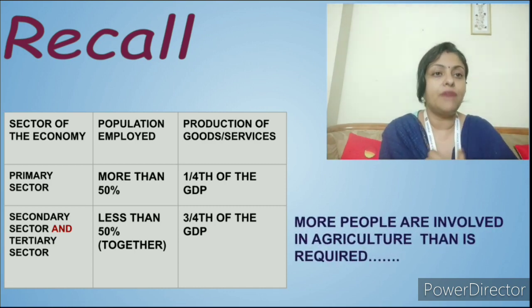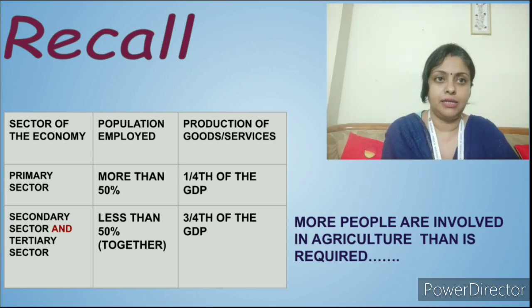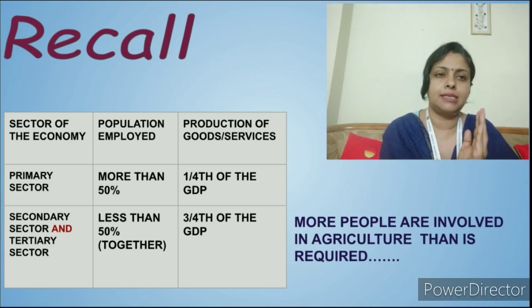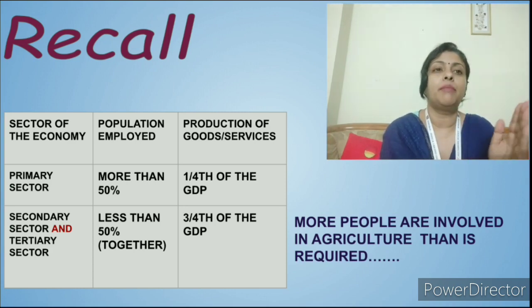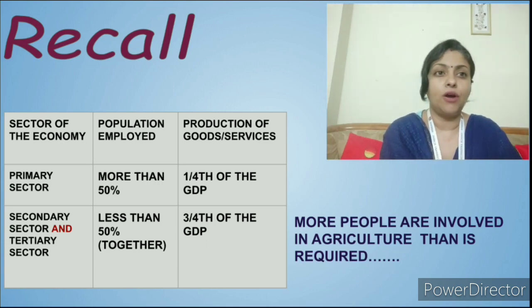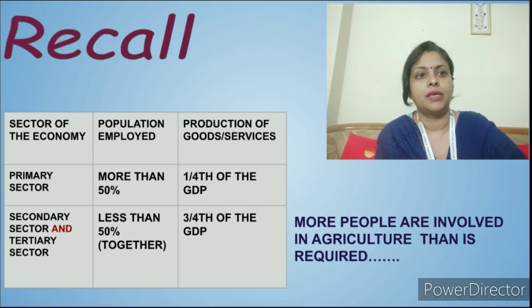So what have we understood from this table that is shown in this picture? It's basically understood that more people are involved in the primary sector than is actually required. The number of people engaged in the primary sector is in excess, so there is scope where we can cut the number of people working in the primary or the agricultural sector, because they are not really contributing much to the GDP in terms of their involvement in the sector.